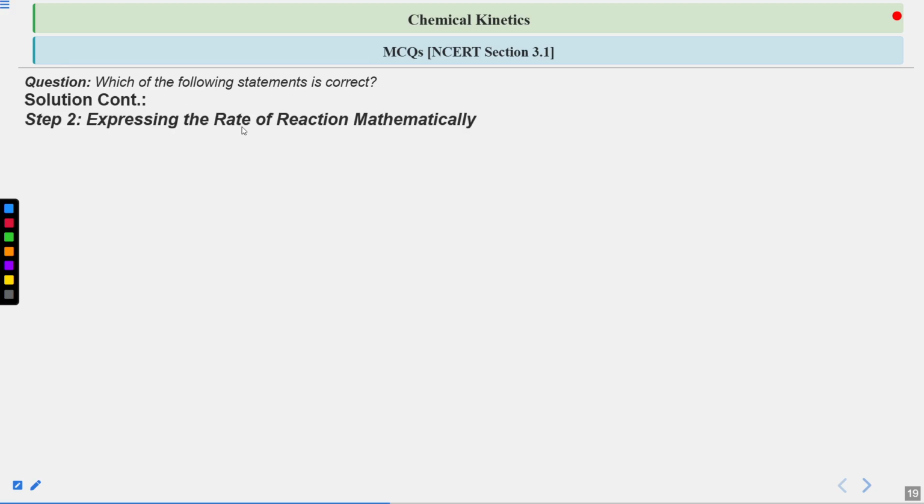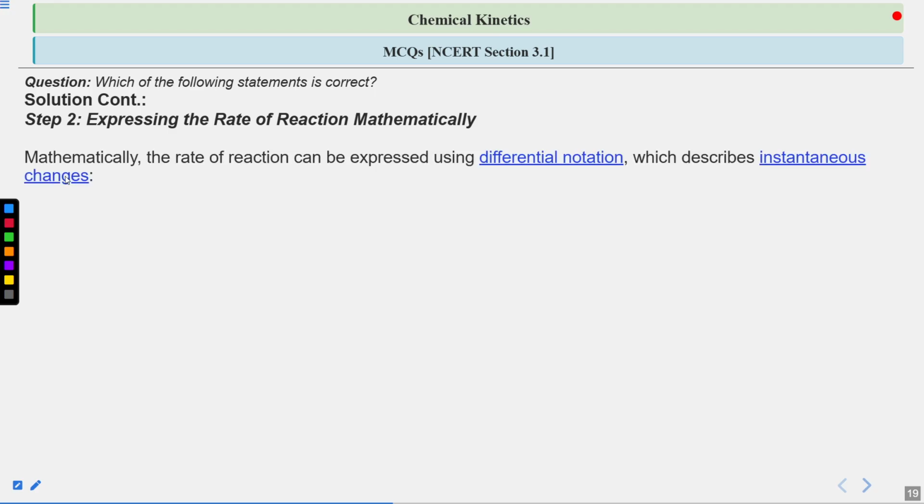Secondly, expressing the rate of reaction mathematically. Mathematically, the rate of the reaction can be expressed using the differential notation, which describes the instantaneous changes. So if you represent the rate of any reaction, you can use differential notation, which describes the instantaneous changes happening in a reaction.